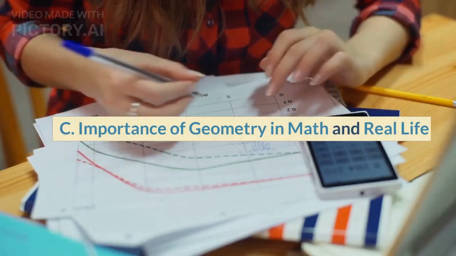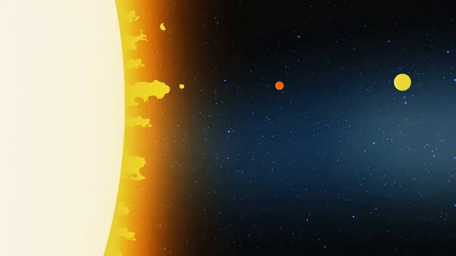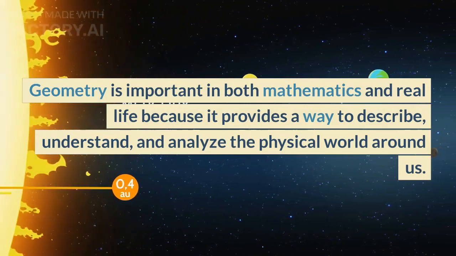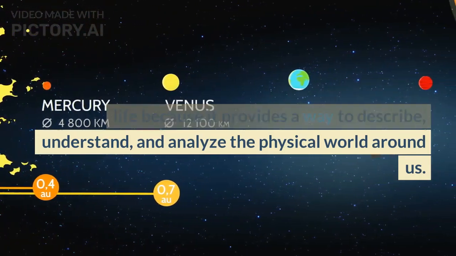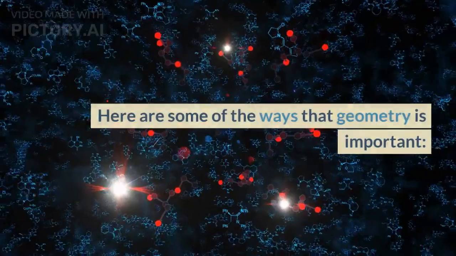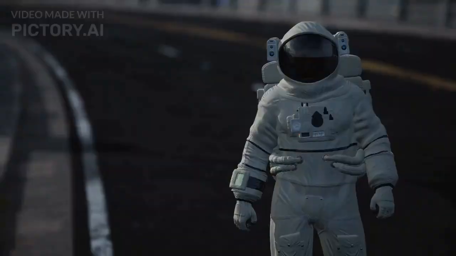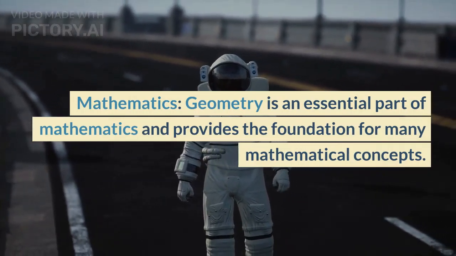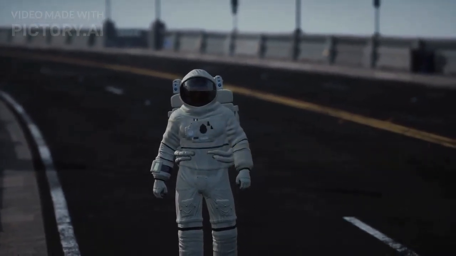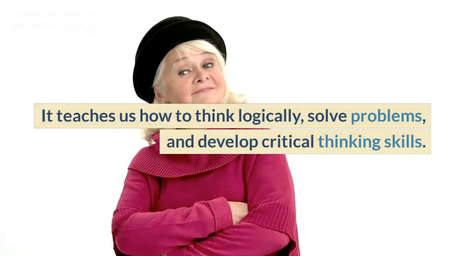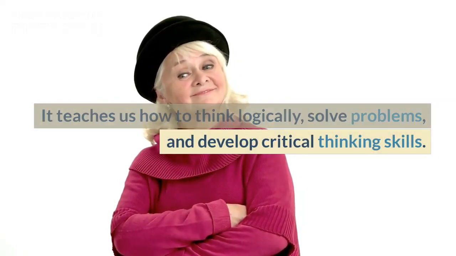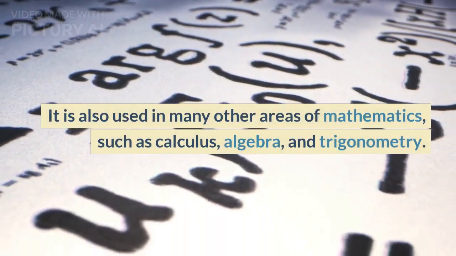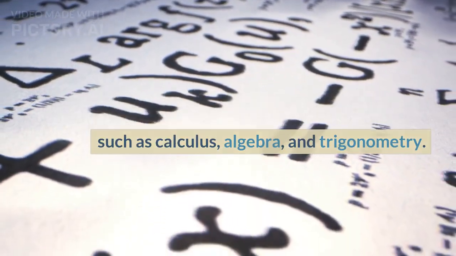C. Importance of geometry in math and real life. Geometry is important in both mathematics and real life because it provides a way to describe, understand, and analyze the physical world around us. Here are some of the ways that geometry is important. Mathematics. Geometry is an essential part of mathematics and provides the foundation for many mathematical concepts. It teaches us how to think logically, solve problems, and develop critical thinking skills. It is also used in many other areas of mathematics, such as calculus, algebra, and trigonometry.